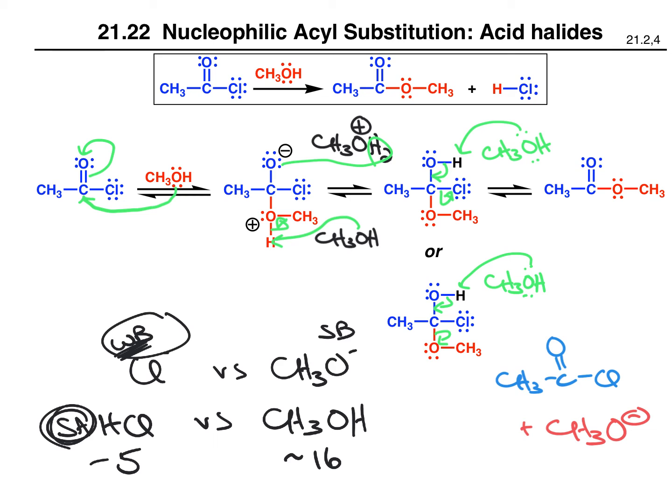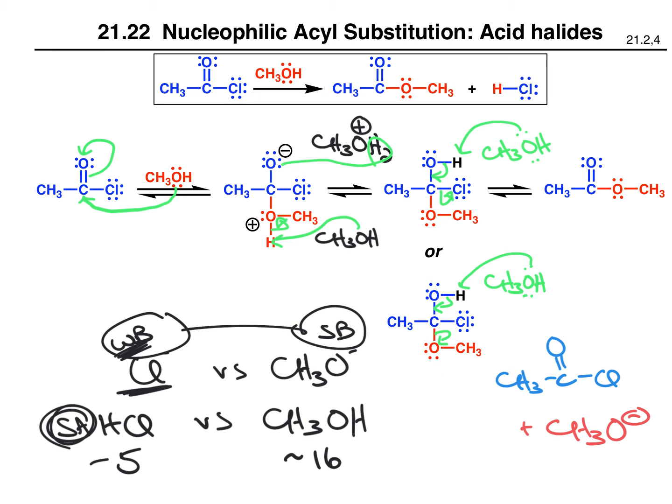As we compare a weaker base versus a stronger base, we know that this is more stable. This is going to be the better leaving group. So in this competition, when these electrons come back in and either Cl- gets kicked out or OCH3- gets kicked out, it's going to be the Cl- because this is a much more stable leaving group than this is.